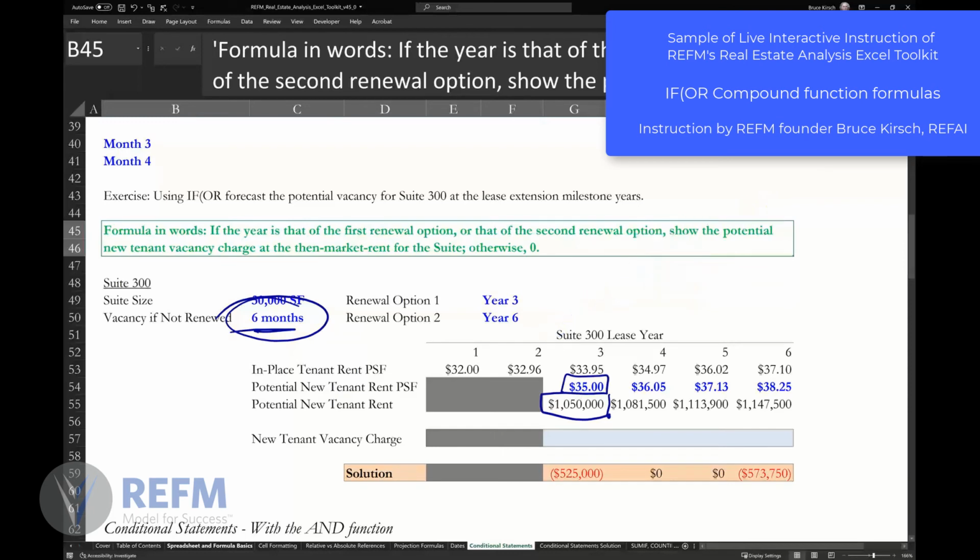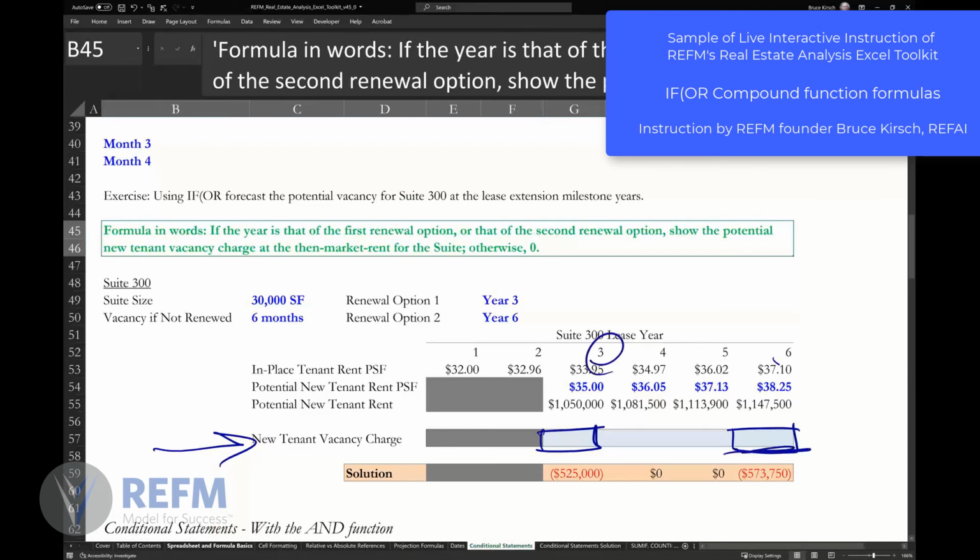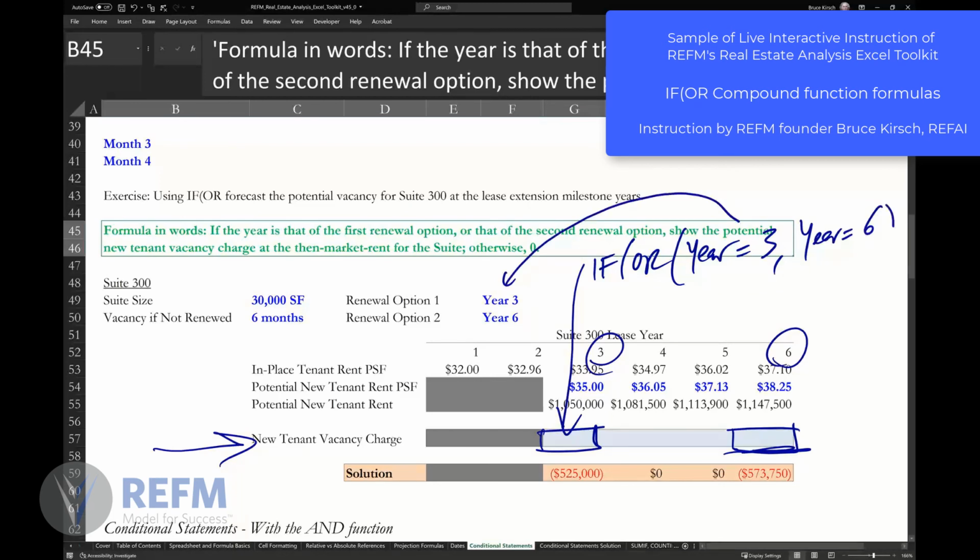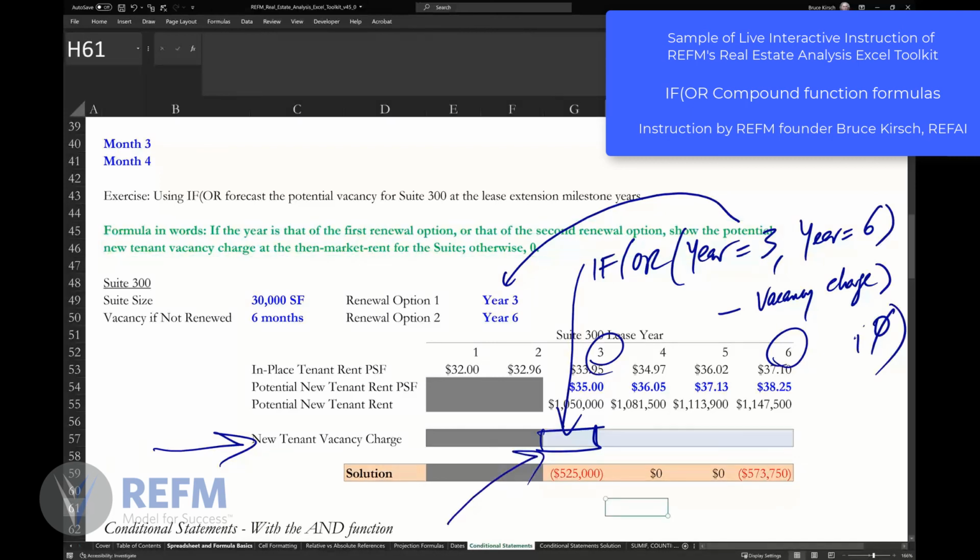So what's the loss? The goal here is I want to know what my potential loss related to the vacancy is in years 3 and 6. Given what we did up here with the IF OR, I can write a formula in this row which says if the year is equal to 3, meaning this variable, or the year is equal to 6, take some vacancy charge. Otherwise, 0. See if you can write that formula to charge vacancy to end up with these vacancy weighted average outcomes.